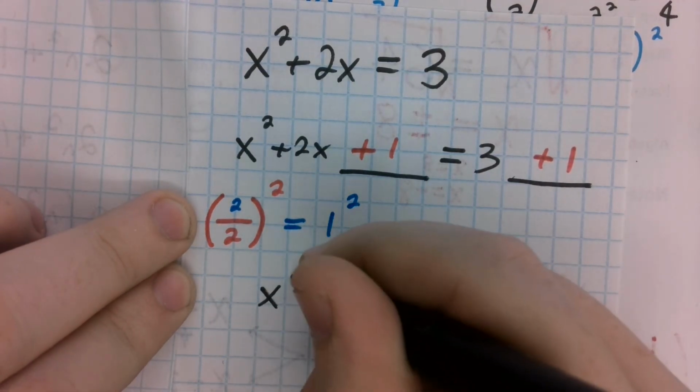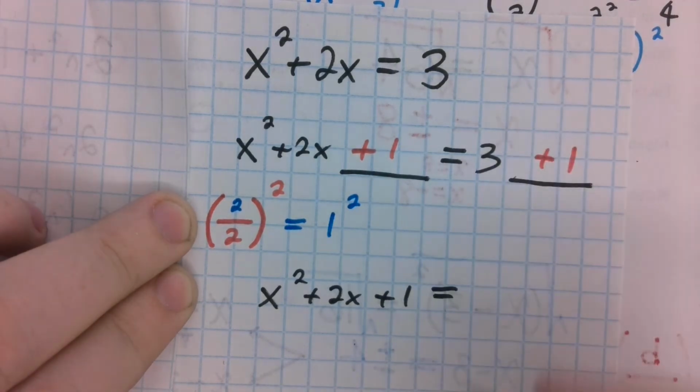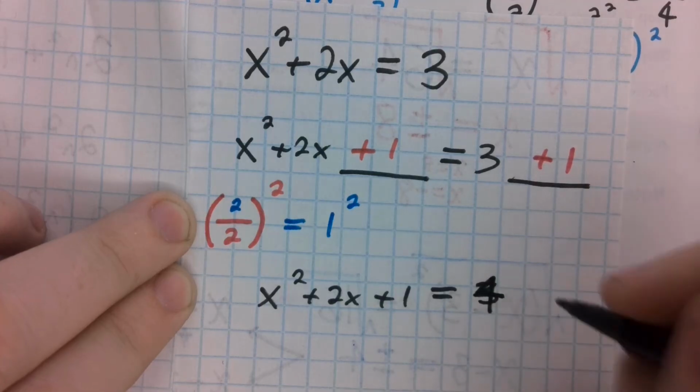We're ending up with x squared plus 2x plus 1 equals 3 plus 1 is 4. Whoops, I don't know why I wrote down 3 after I just said 4.